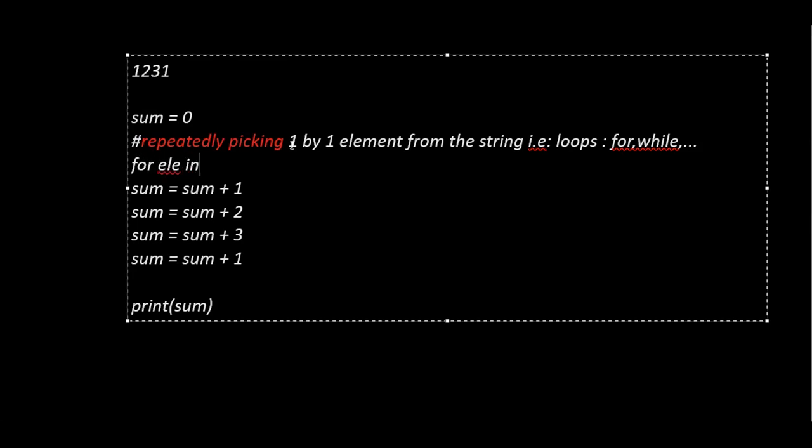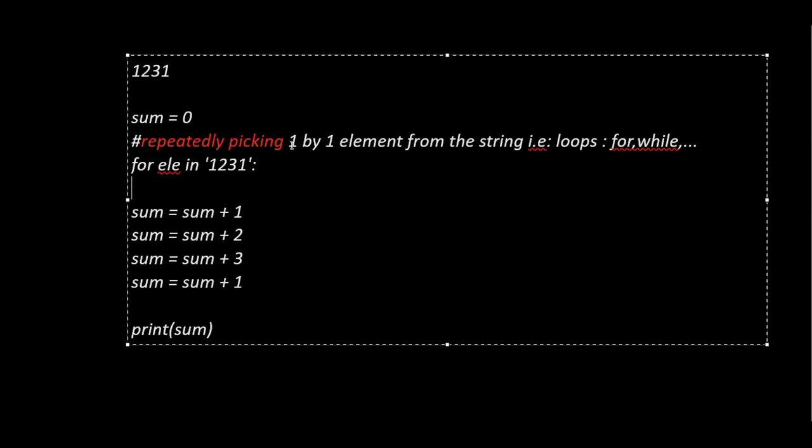For each element in the given sequence. What is the sequence I have? I have 1, 2, 3, 1 as the string. So you can use that to pick one by one element and store it in the ele variable. After that, what I need to do is add it to the current sum. So sum is equal to sum plus whatever element I am getting.